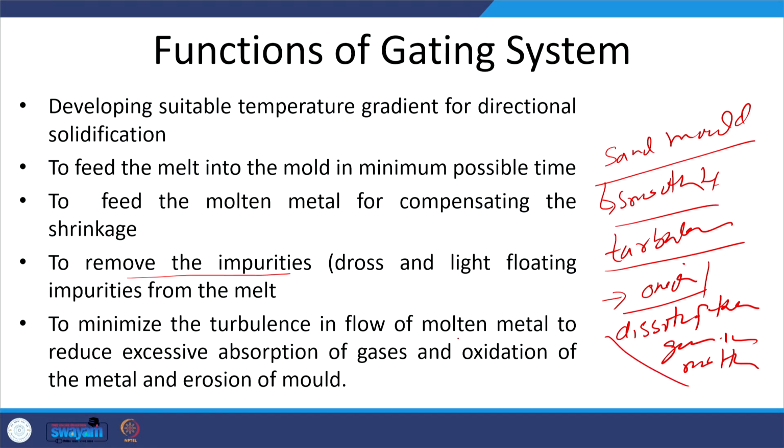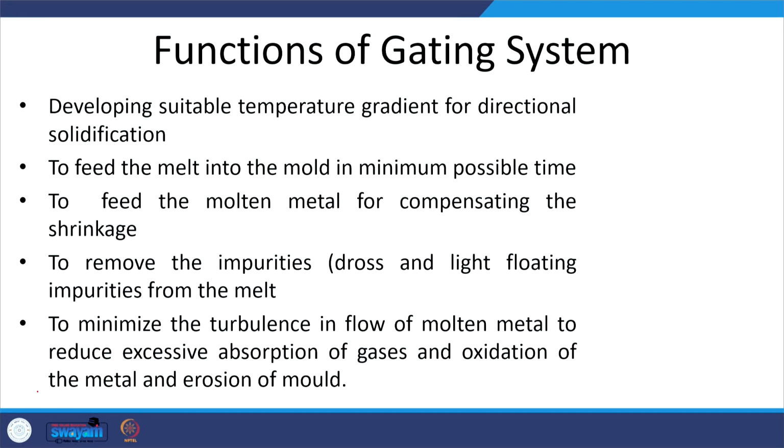And the third possibility is that the molten metal flowing in a turbulent manner will tend to damage the mold walls or the different members in the gating system, which can also get damaged, and which in turn will lead to the presence of sand particles in the molten metal going into the mold. So, it will lead to defects. So, it is very important that the molten metal is fed smoothly into the mold.